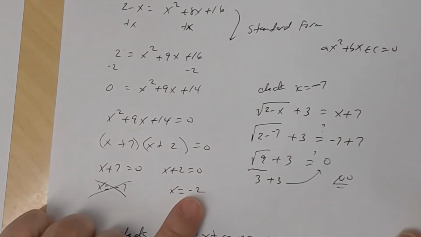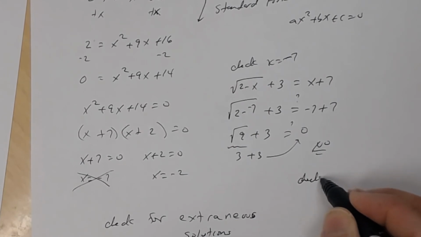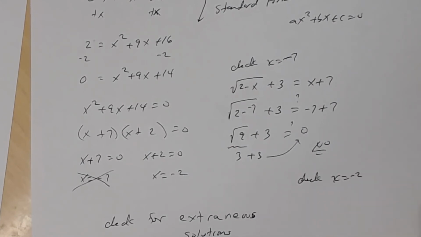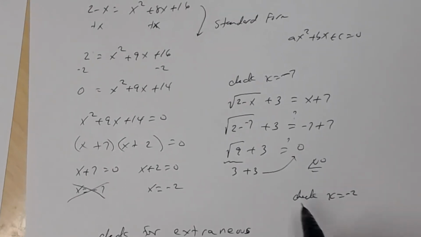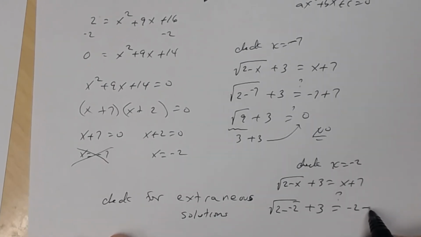Now let's check negative 2. So when I check x equals negative 2, I'll go back to the original equation, which is this. That was the original. And where we see the variable x, I'm going to substitute negative 2. So I get the square root of 2 subtract a negative 2, plus 3, and I want to see if that's going to equal negative 2 plus 7.